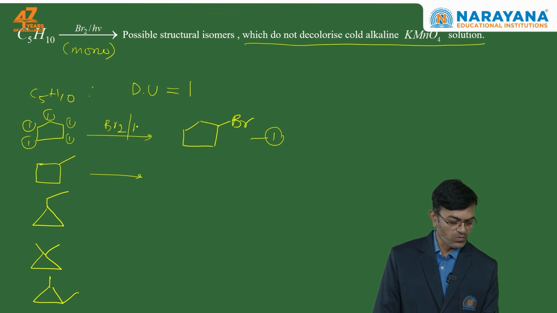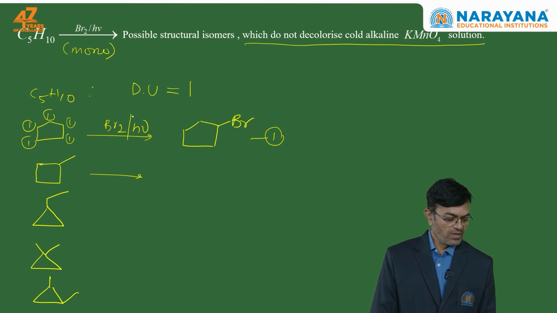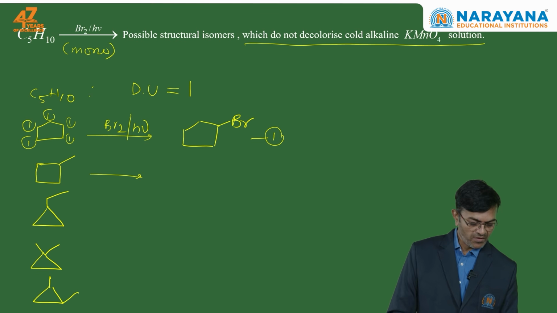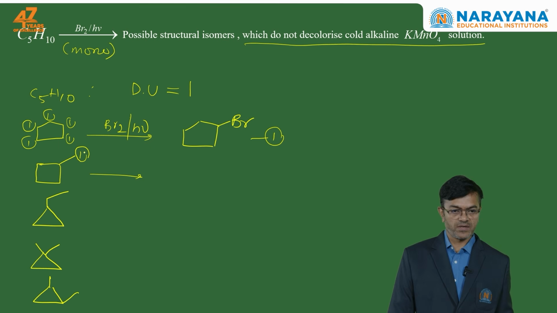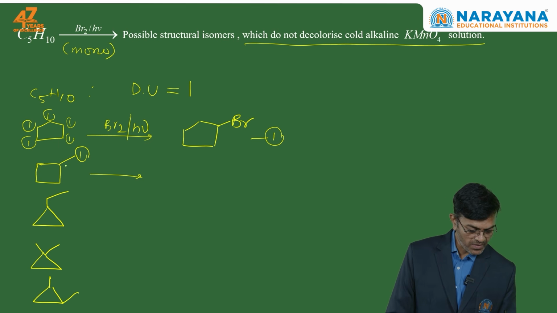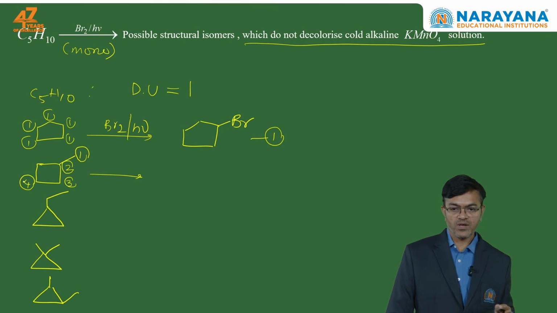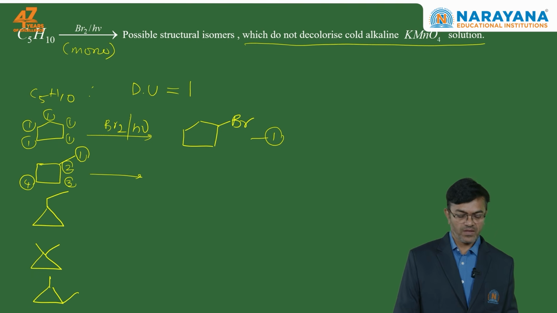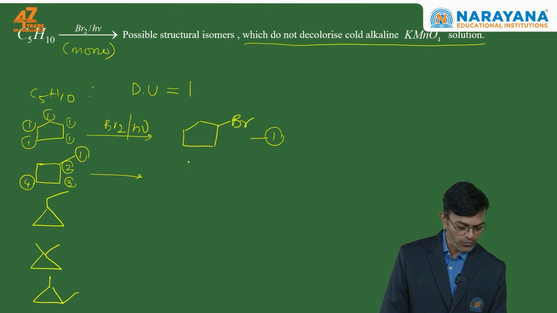And when it comes to methylcyclobutane, we have one possibility here, another possibility here, third possibility here, and fourth possibility here. All 4 are different hydrogens here. They are not of same type. So 1, 2, 3, 4. So 4 products will be obtained.